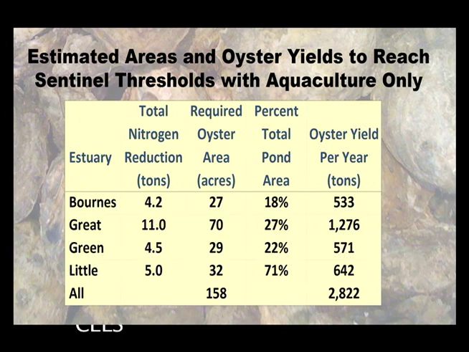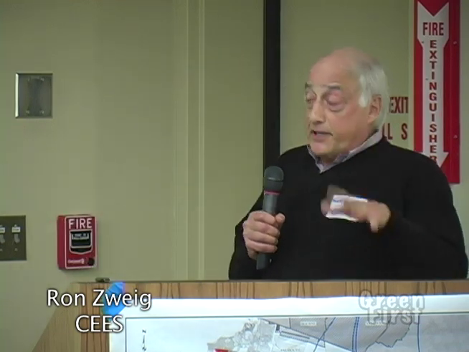This is what the aquaculture would have to do in terms of taking up nitrogen, and you end up producing about 2,800 tons of oysters. That's about 140 oysters for every person living on Cape Cod in the winter. But it's only 0.1% of what's consumed in the United States, and 15% of what's produced. So there's actually a tremendous market for this, especially fresh oysters.